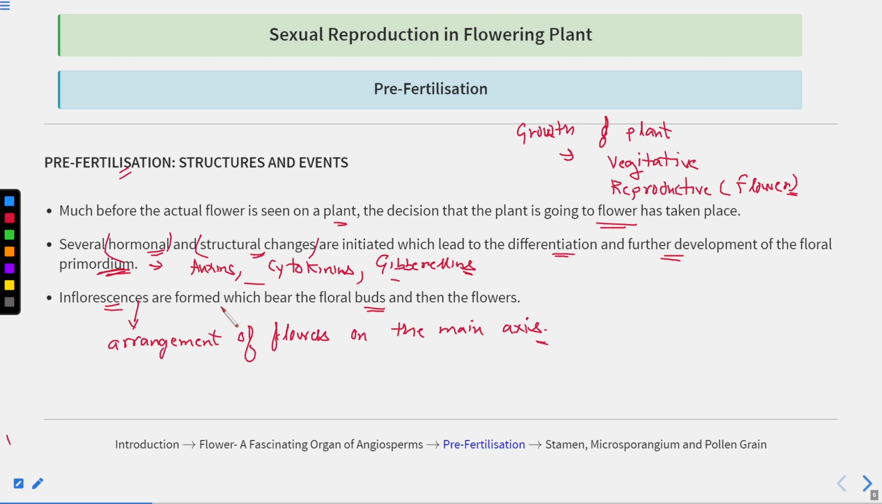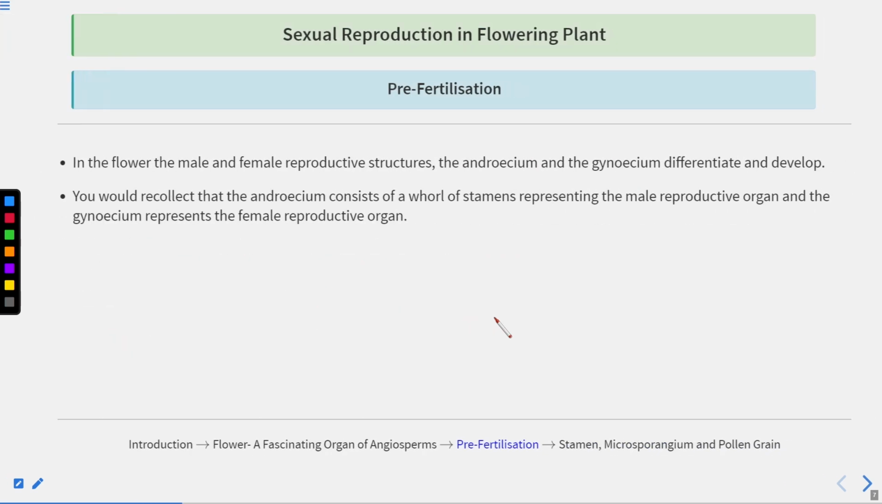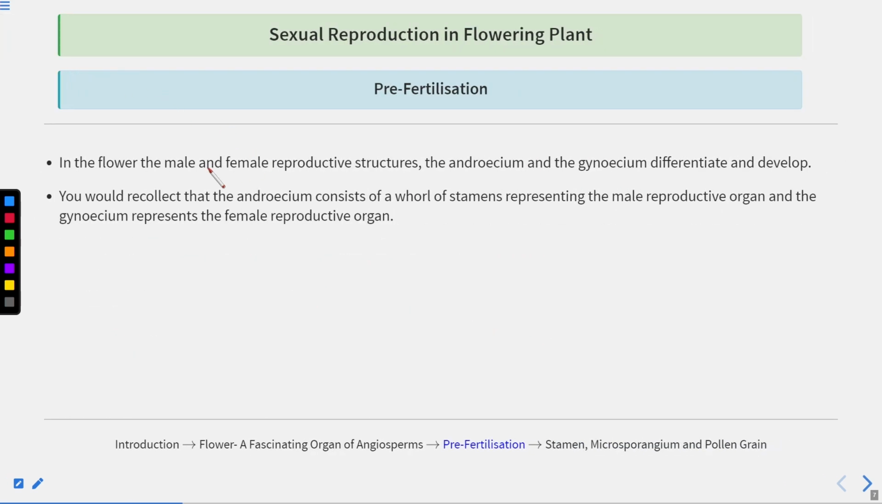Clear? The inflorescences are formed which bear the floral buds and then the flowers. Alright, next. Now in the flower, the male and the female reproductive structures, the androecium and the gynoecium, differentiate and develop. So male reproductive structure is known as the androecium and female reproductive structure is known as the gynoecium. And I've already told you, stamens represent the androecium and pistil or carpel represent the gynoecium.